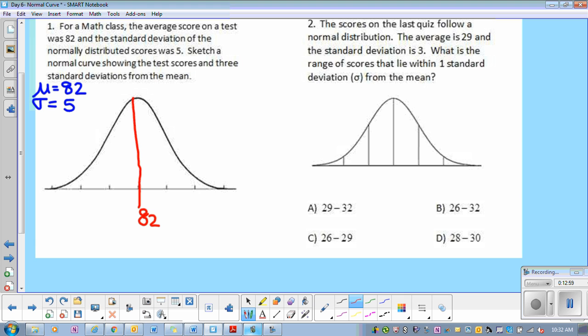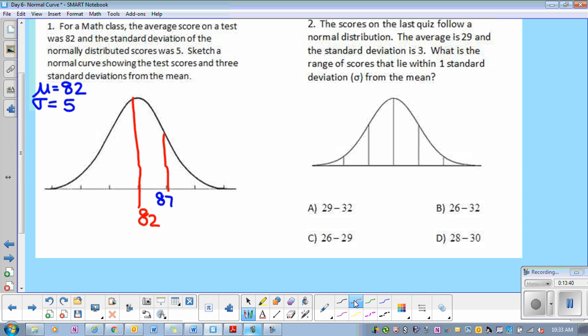Now, the standard deviation is 5. That means standard deviation is how much from the mean, right? How far away is it? So if it's 1 standard deviation away, we're right here. Is this above or below? Above the mean, right? So since it goes above, I need to add my standard deviation. What's 82 plus 5? 87. That's 1 standard deviation.